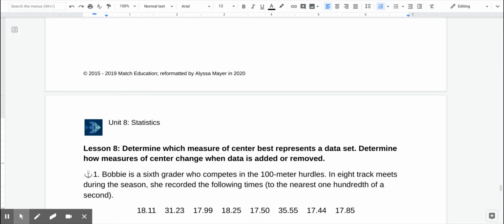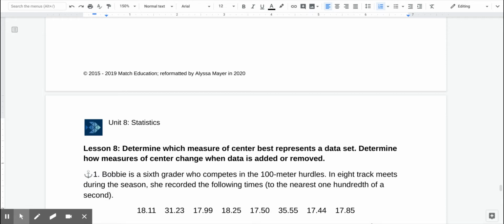Before you watch this video, make sure you've attempted the anchor problems for this lesson, because in this lesson, you really want to play around with some of the data and see what's happening to the mean and the median as you change the data points. Our goal here is to figure out which measure of center, the mean or the median, best represents a given data set and why.